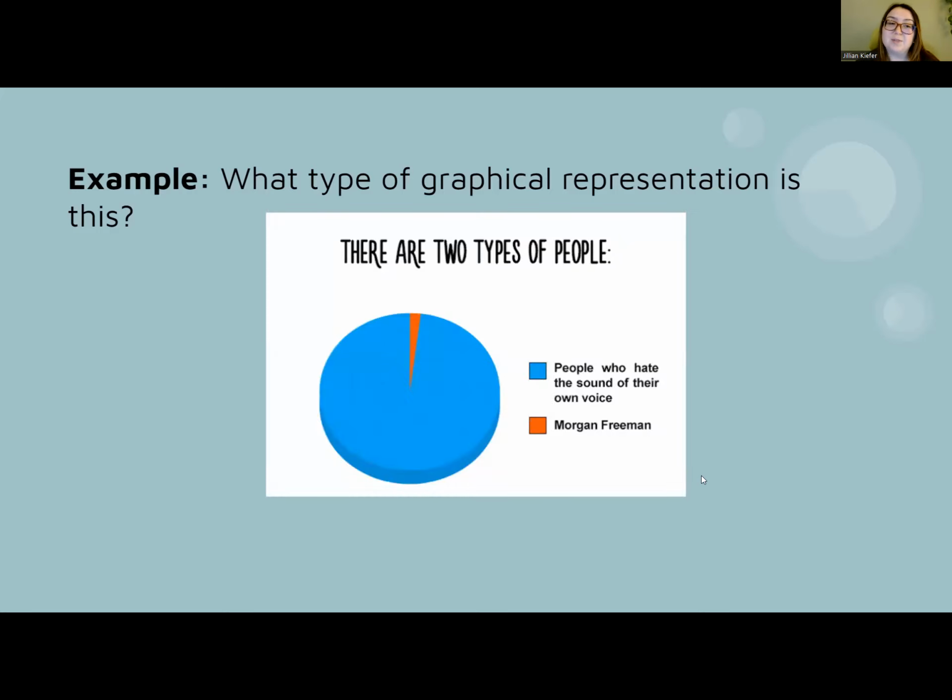Then what type of graphical representation is this? There are two types of people. In blue, we have people who hate the sound of their own voice. And in this orange color, we have Morgan Freeman. So in this case, we have a pie chart. There is a pie here. There is a little sliver taken out just for Morgan Freeman there. But that is a pie chart.